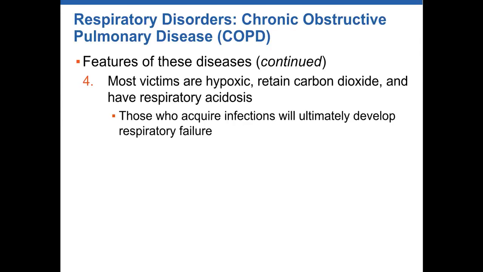as you can see here, they retain a lot of carbon dioxide, and so therefore they become acidic or have respiratory acidosis. And so they have to default to that oxygen sensor in the aorta for breathing. But this will eventually develop and result in respiratory failure if they develop infections.